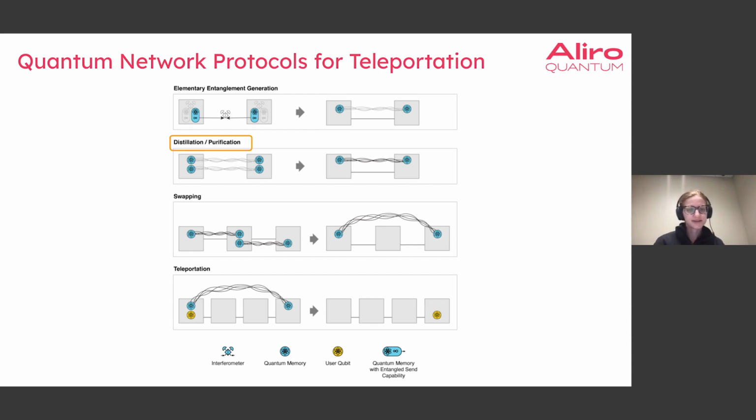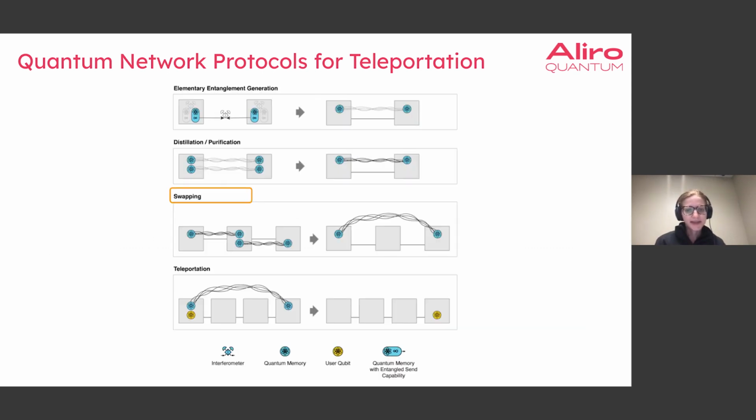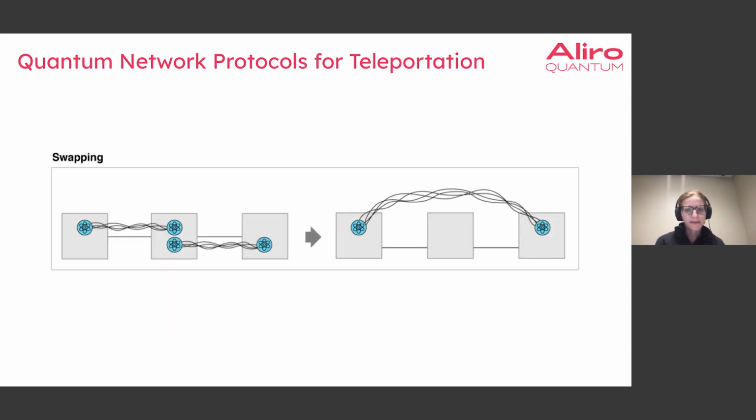So this next box shows the distillation and purification step. In this step, further processes happen which can purify this entanglement that's been established between these two nodes. And then this third box shows entanglement swapping. So in this step, we have many nodes, and we have entanglement that has already been generated between adjacent nodes. But say we want to swap the entanglement so that two nodes that are not adjacent can share entanglement. During this step, this can be accomplished.